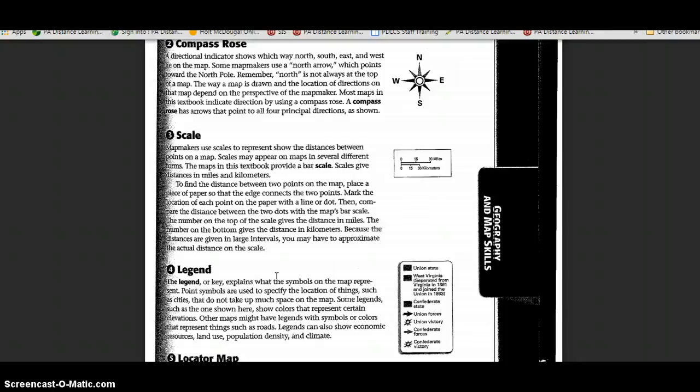Place a piece of paper so that the edge connects the 2 points. Mark the location of each point on the paper with a line or a dot. Then compare the distance between the 2 dots with the map's bar scale. The number on the top of the scale gives the distance in miles. The number on the bottom of the scale gives the distance in kilometers. Because the distances are given in large intervals, you may have to approximate the actual distance on the scale.